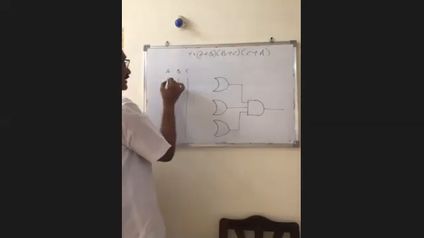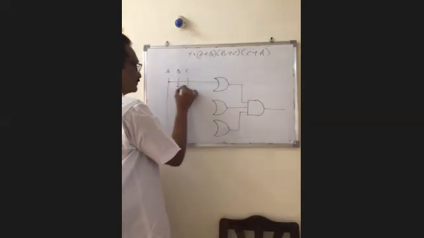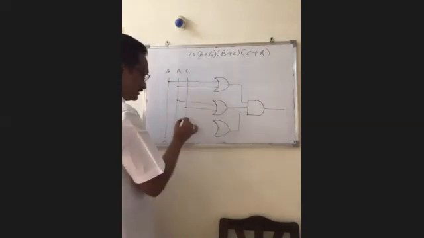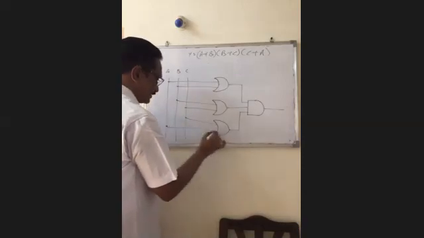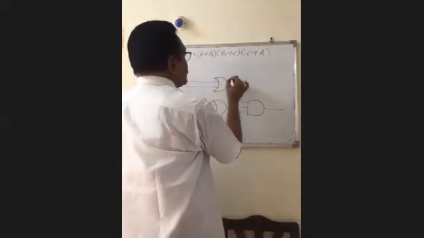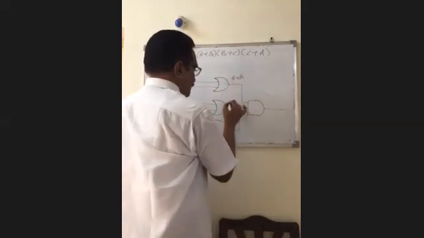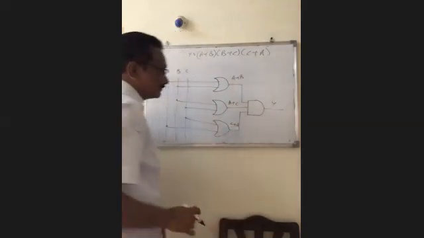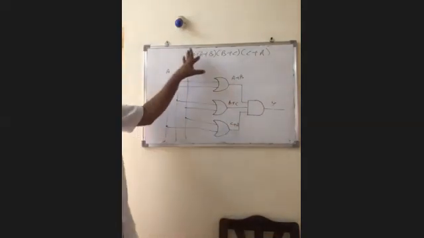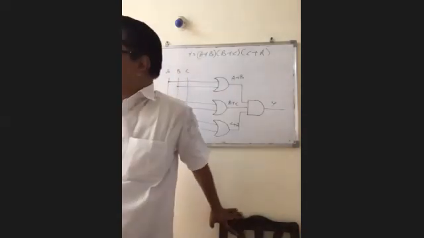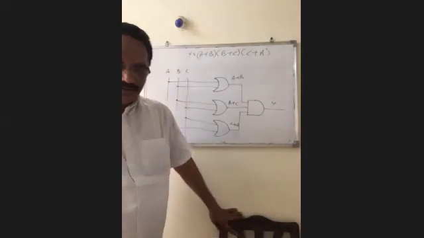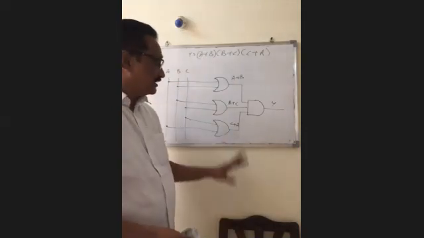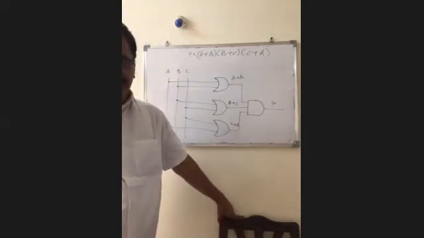So for the first one, A and B are the inputs. For the second one, B and C are the inputs. For the third one, C and A are the inputs. Right here, A plus B, here B plus C, and here C plus A, and right here Y. Standard POS expression can also be realized by using AND, OR, and NOT gates.